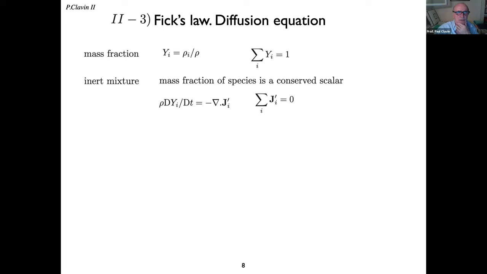For an inert mixture, there is no production of species because there is no reaction rate, so the conservation equation takes this simple form. There is no production term. And by definition of the mass fraction, the sum over all the species of the mass fractions is unity, so the sum of all the diffusion fluxes should be zero when you use a Lagrangian formulation.